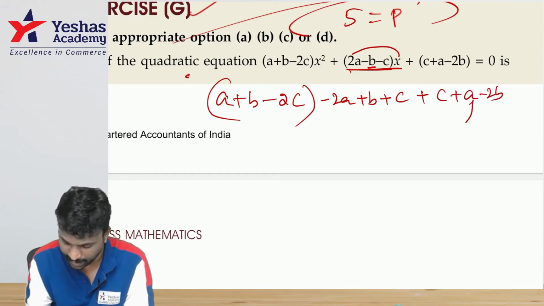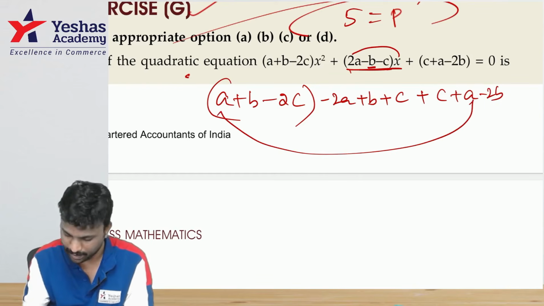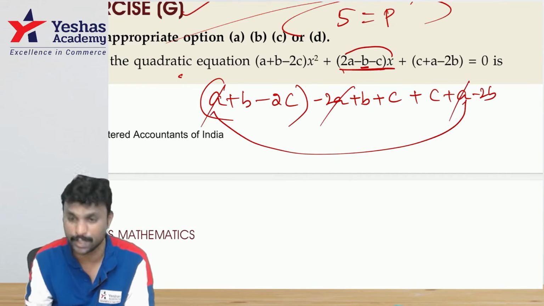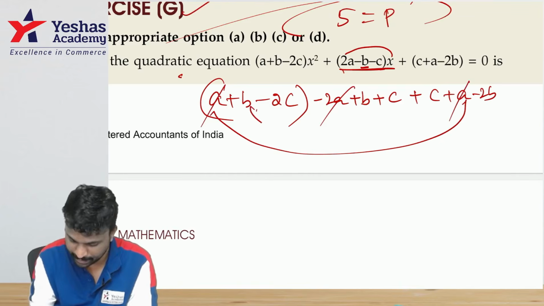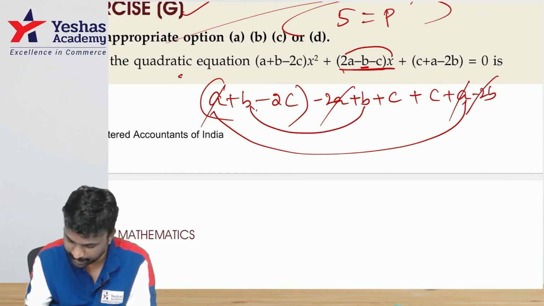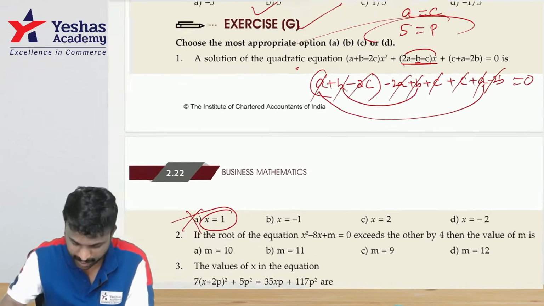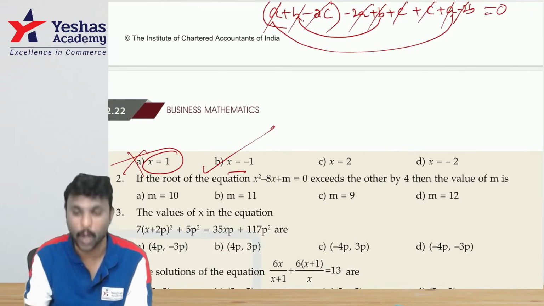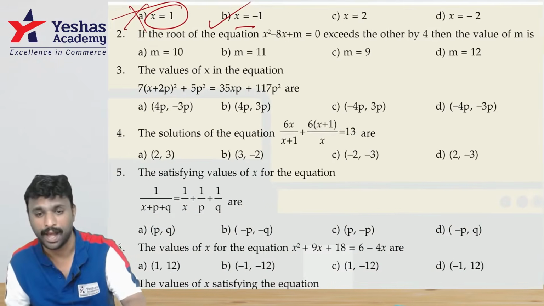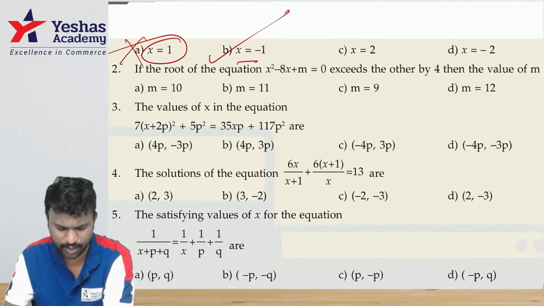How? A plus a is 2a, 2a cancels with the 2a. B plus B is 2B, 2B cancels these two B's. C plus C is 2C, 2C minus 2C is 0. Therefore, x equal to minus 1. That means option D is the right answer. Have you all understood? Guys, moving on to the next question.